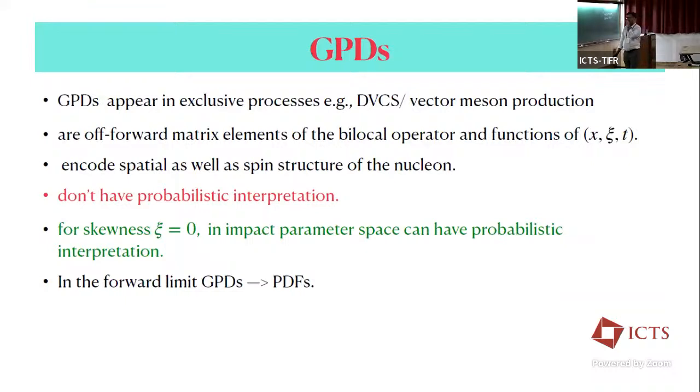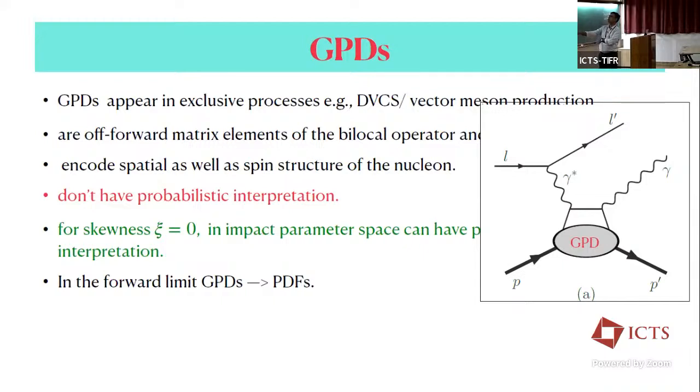Okay, now let me go to GPDs. These generalized parton distributions appear in exclusive processes. The TMDs appear only in semi-inclusive DIS, but the GPDs appear in exclusive processes like deeply virtual Compton scattering or vector meson production. This is a diagram of DVCS, where you can access these GPDs.